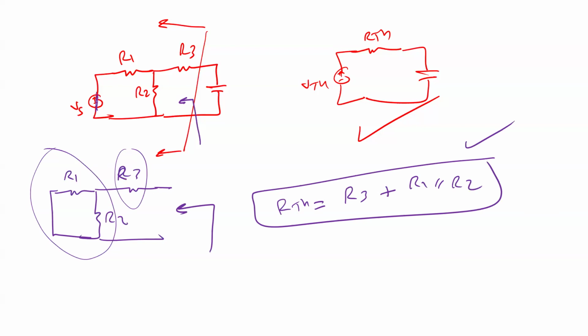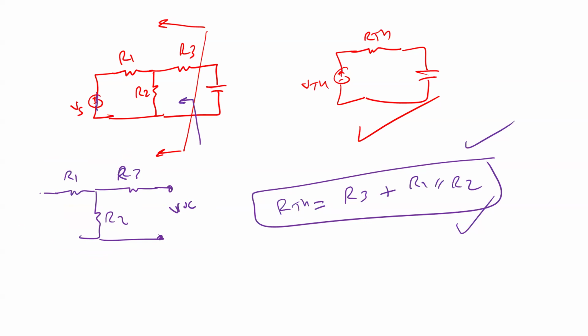Okay, so now I'm done with R Thevenin. Now let's do V Thevenin. As you know, I need to open the circuit. This here is V open circuit. So I need to find the voltage across here, but I need to return the source here. So I need to open the circuit this way. I need to find the voltage across this one because this one is actually V Thevenin.